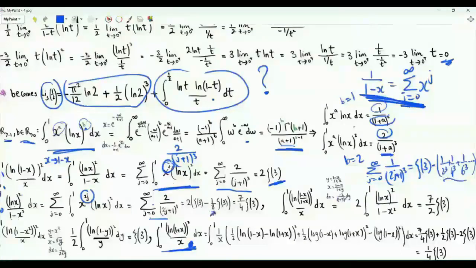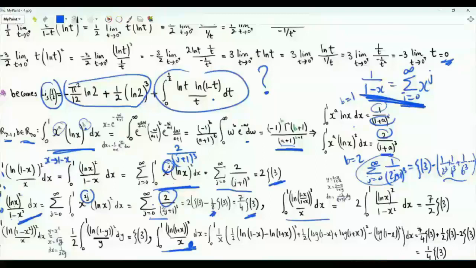We can take 1 over 2 cubed as a common factor from this bracket. What remains is zeta of 3 itself. The summation is 1 minus 1/8 of zeta of 3. If we account for this 2, this integral here is equal to 7 over 4 zeta of 3.